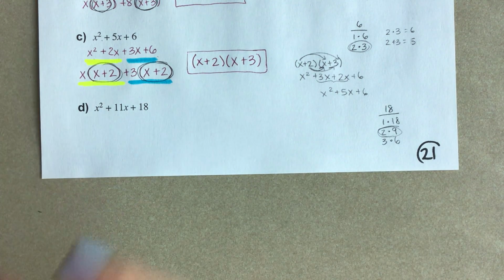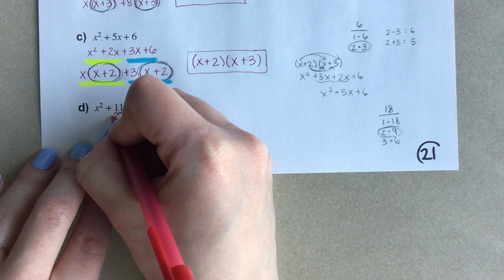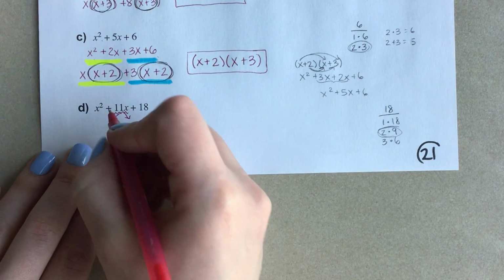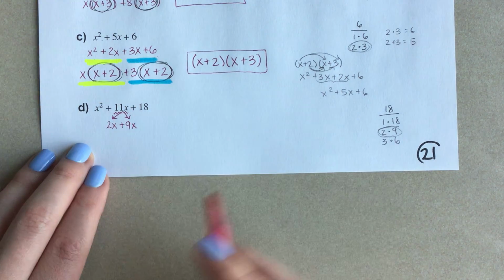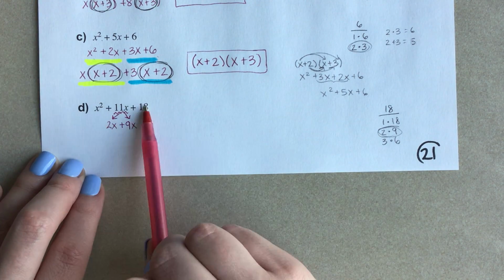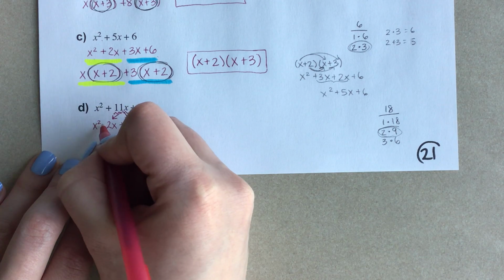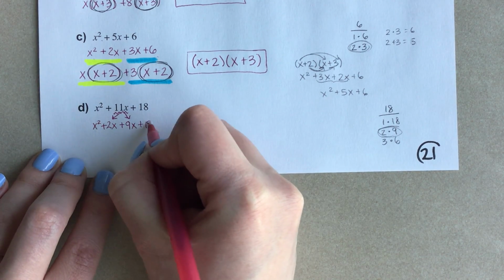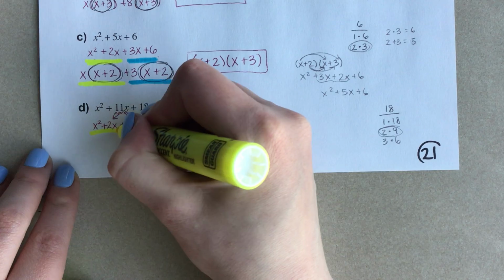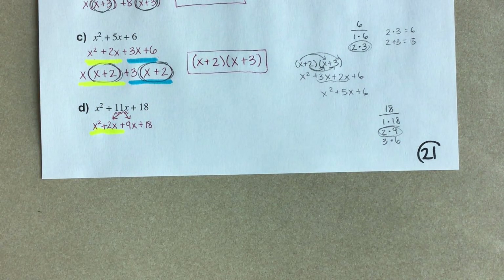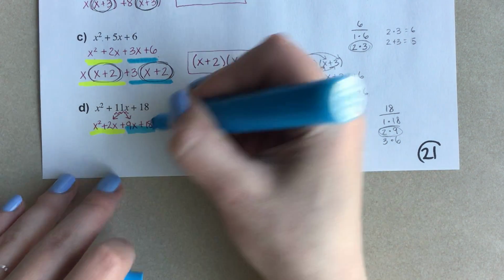And I'm going to rewrite this middle term. This 11x is now getting broken down into 2x plus 9x. But we want to make sure we carry everything else down. So I've got x squared and then 18 in addition to that. All right, we've rewritten our expression and we're ready to factor from the first half, and then we're going to factor from the second half as well.